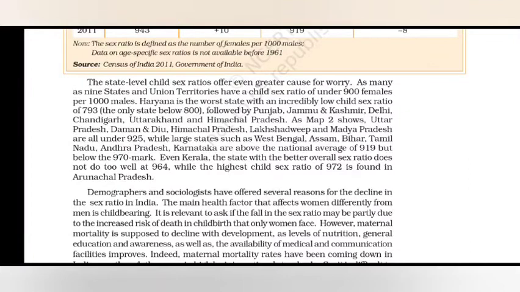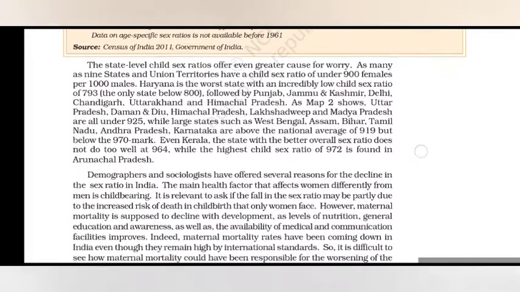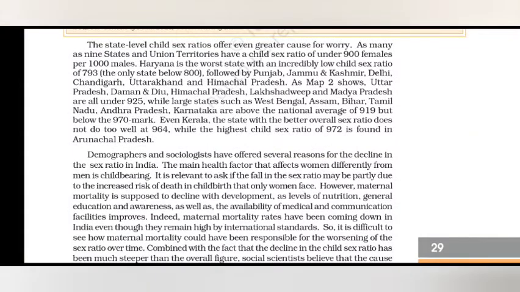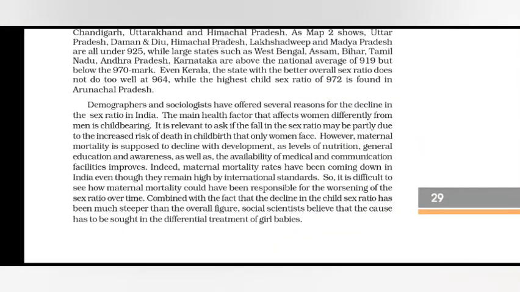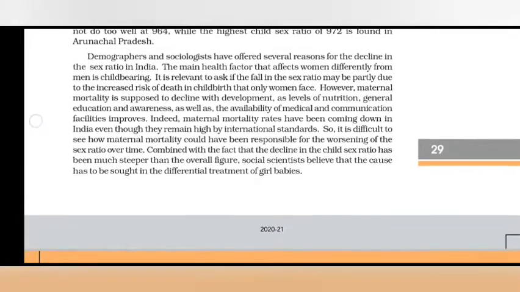As Map 2 shows, Uttar Pradesh, Daman and Diu, Himachal Pradesh, Lakshadweep, and Madhya Pradesh are all under 925, while large states such as West Bengal, Assam, Bihar, Tamil Nadu, Andhra Pradesh, and Karnataka are above the national average of 919 but do not cross the 970 mark. Even Kerala, with its better overall sex ratio, does not do too well at 964, while the highest sex ratio of 972 is found in Arunachal Pradesh.